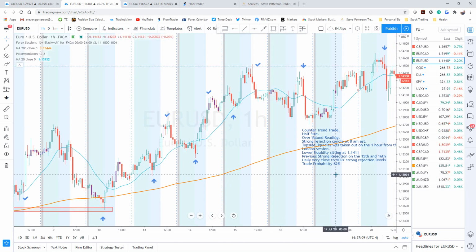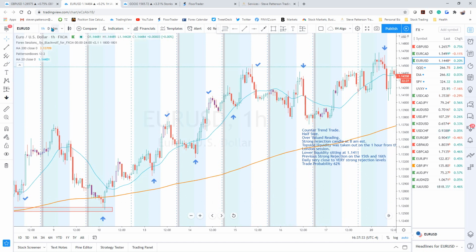Now the other reason why I took this trade is there was previous strong rejection on the 15th and 16th. So you see this rejection here during New York on the 15th and 16th. That's very positive. That's telling me somebody is selling that level, even though it's a counter trend trade. So that was another reason why I took that trade.